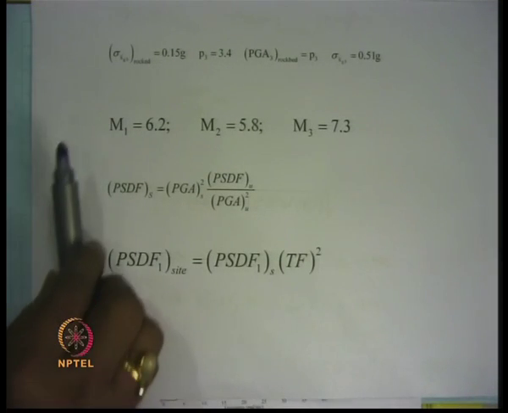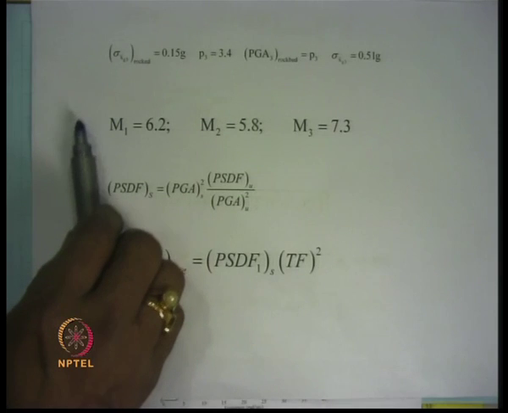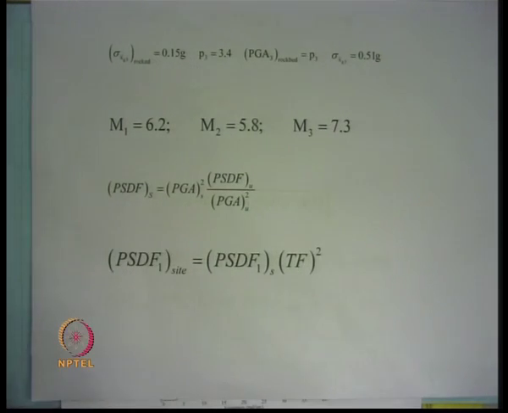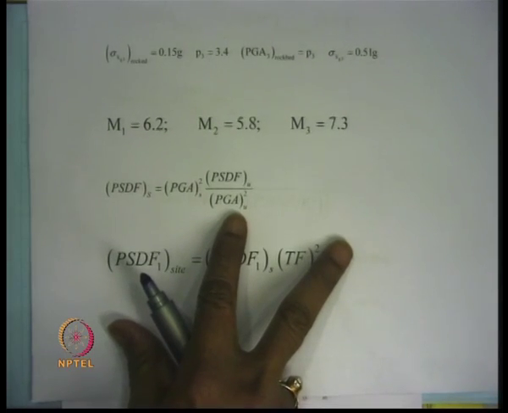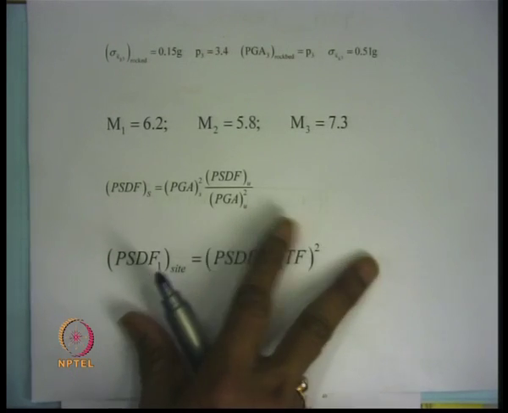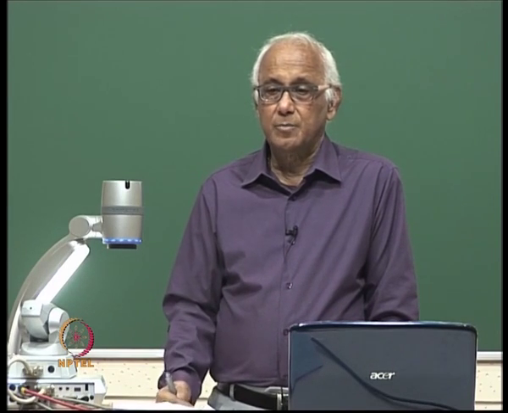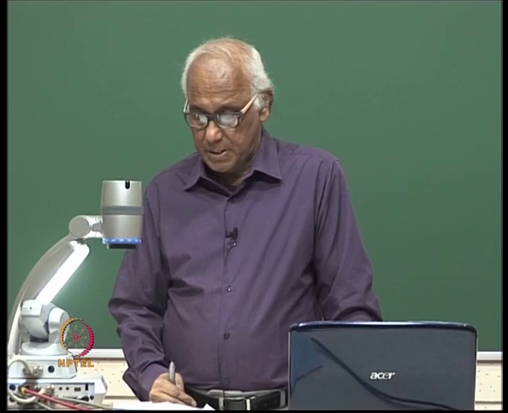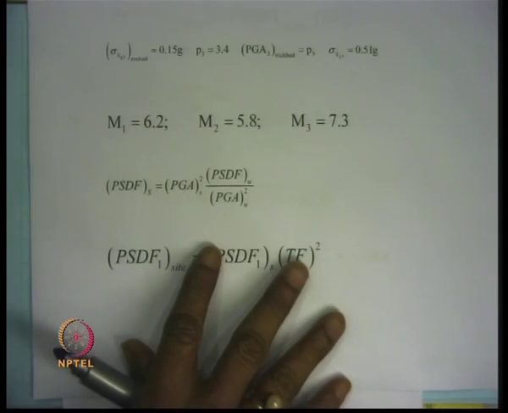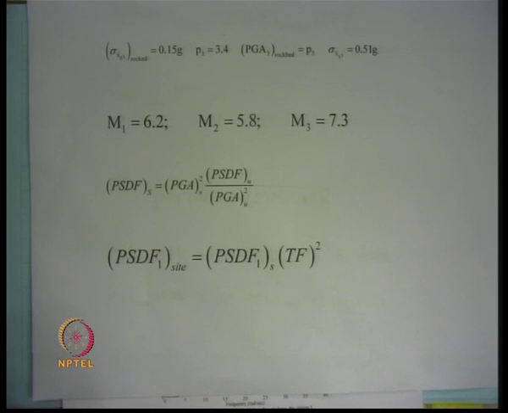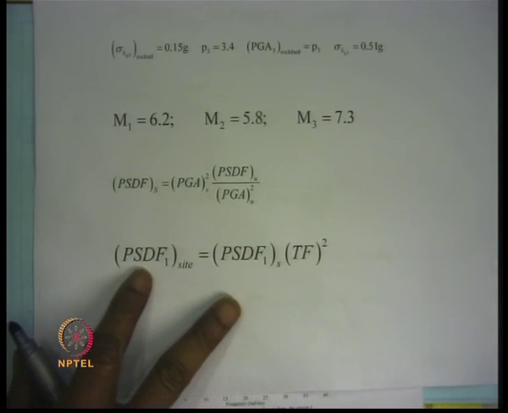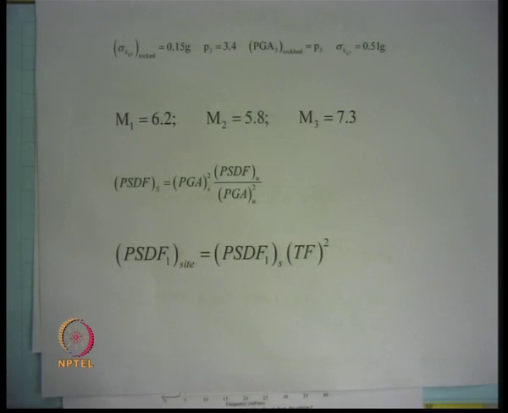Thus, we will get 3 scaled power spectral density functions at the rock bed level of the site in question for which you are going to obtain the site specific spectrum. So, this scaling takes care of the scaling of magnitude or the peak ground acceleration, and also takes care of the scaling of the epicentral distance. So, after we have done that, then we consider the soil condition for the particular site in question.